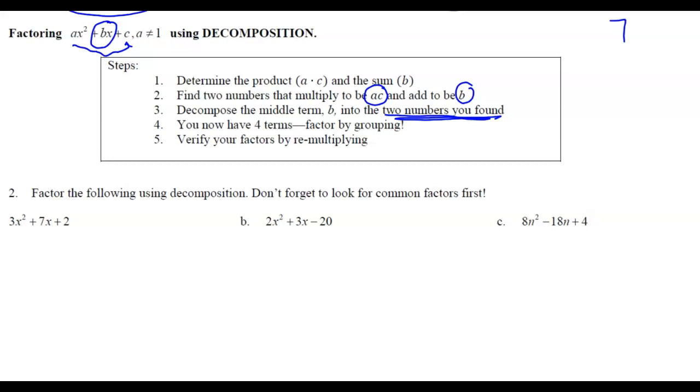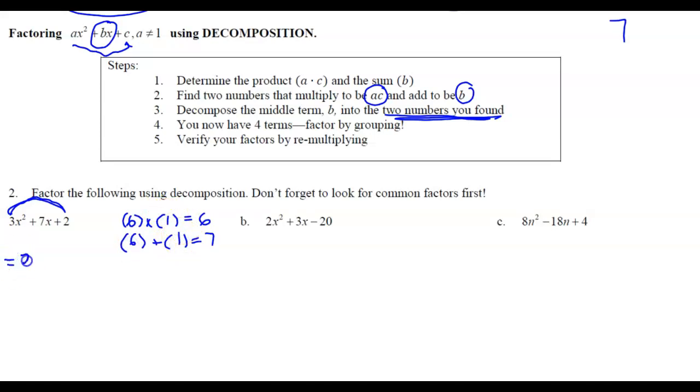Okay, so first step, is there a common factor? Anything that goes into 3, 7, and 2? No, those are all prime numbers. So then you go, okay, 3 times 2, that's 6. So I need two numbers that multiply to 6 and add to 7. Just like yesterday, except I have to incorporate that 3. So who can tell me two numbers that multiply to 6 and add to 7? William. 6 and 1. You can check it. You don't have to show that.